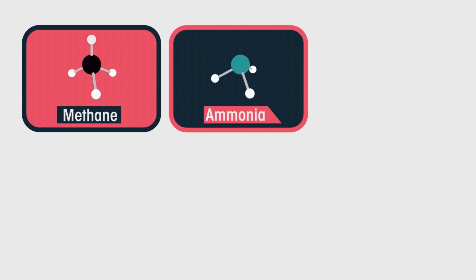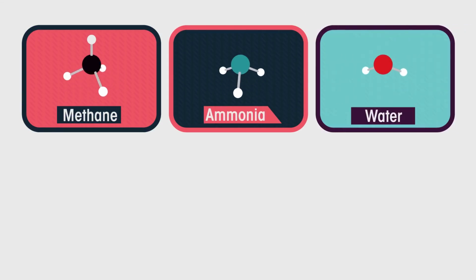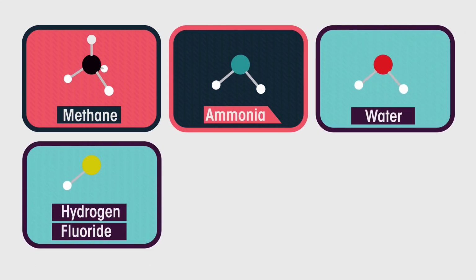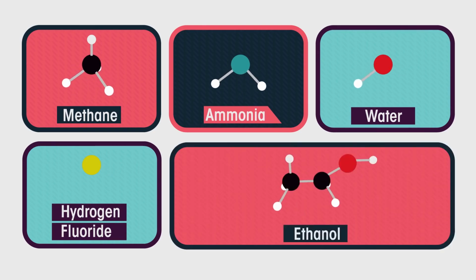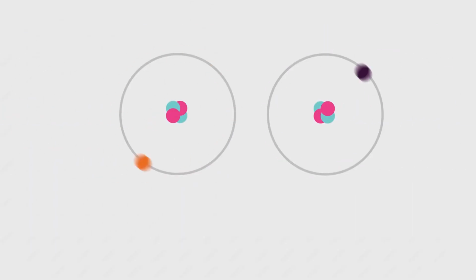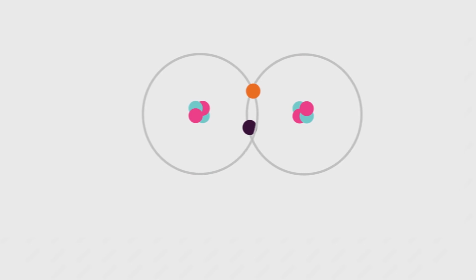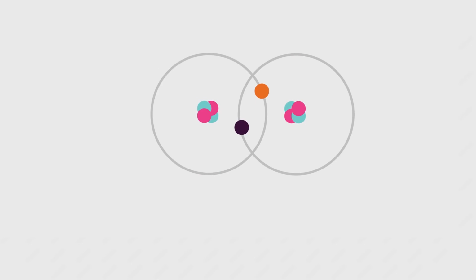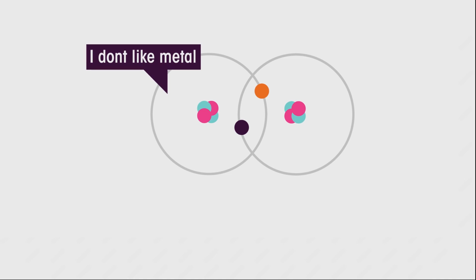This is a video about the covalent bonding in methane, ammonia, water, hydrogen fluoride, and ethanol. All of these compounds are small covalently bonded molecules. The atoms within them share electrons because they have a half-full or more than half-full valence shell of electrons. That is, they are nonmetals.